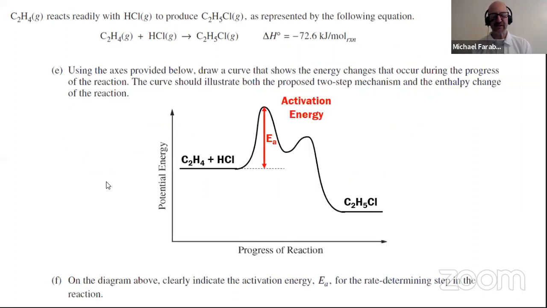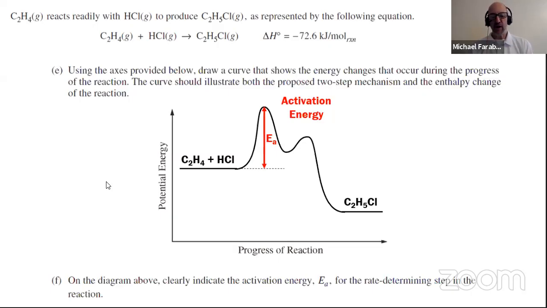So this would be the activation energy for the reaction. So we're showing the activation energy for the rate determining step, and that would be that first step. The higher the activation energy, the slower that particular step is.